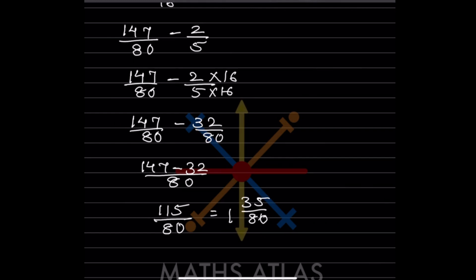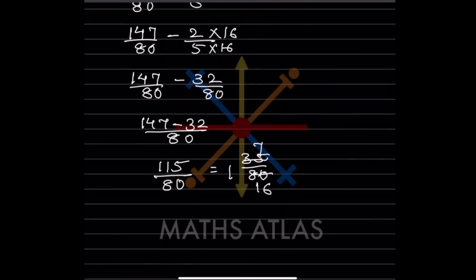So now we can do it further. We can simplify this one as 5 sevens are and 5 16s are. So your answer should be 7 by 16. So this is the answer. So by this one we have completed today's work.